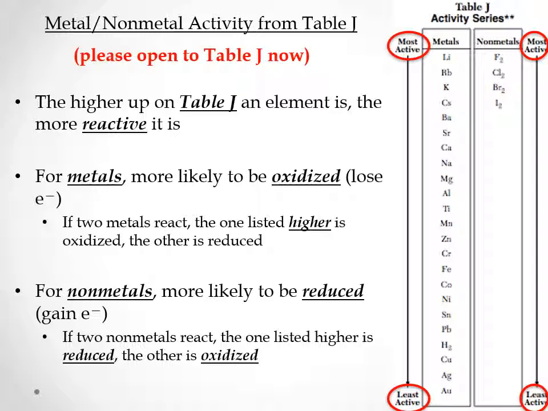For nonmetals, same kind of thing. If two nonmetals react, they both can't be reduced, so one has to be reduced, one gets to be oxidized. The nonmetal listed higher will win out and get to be reduced, while the nonmetal listed lower will do the other job and get oxidized.